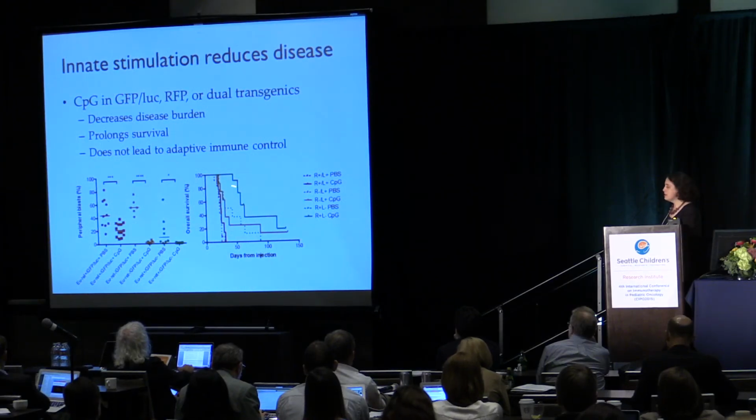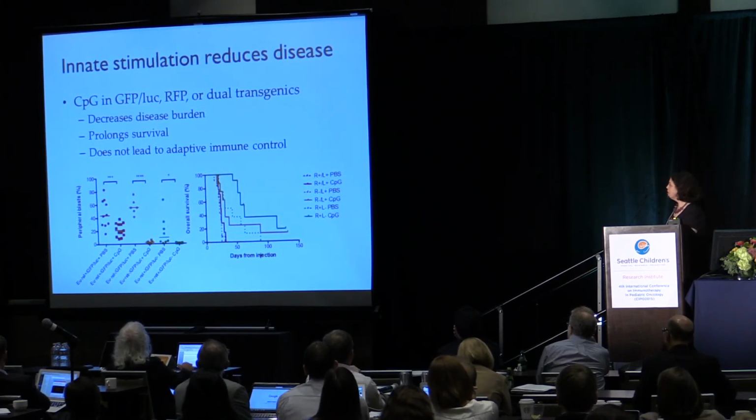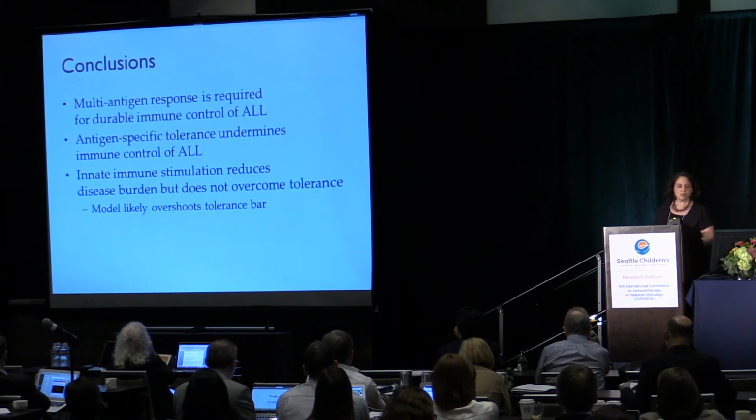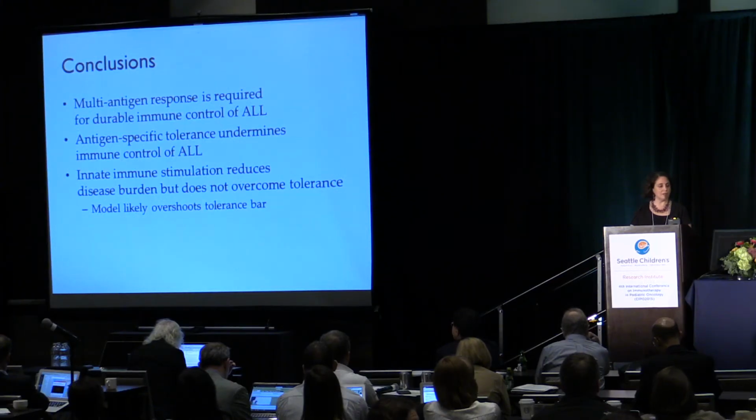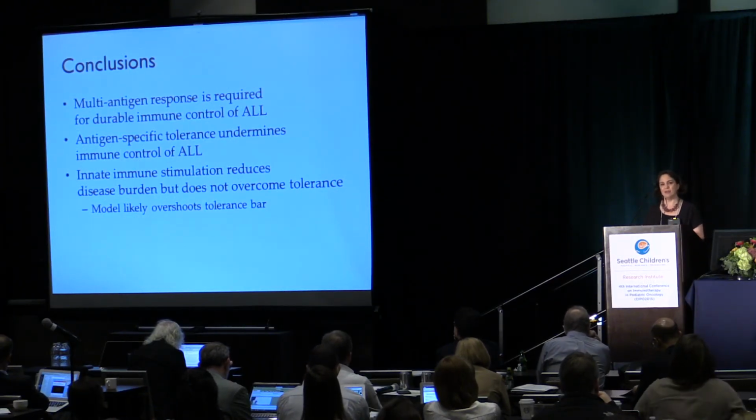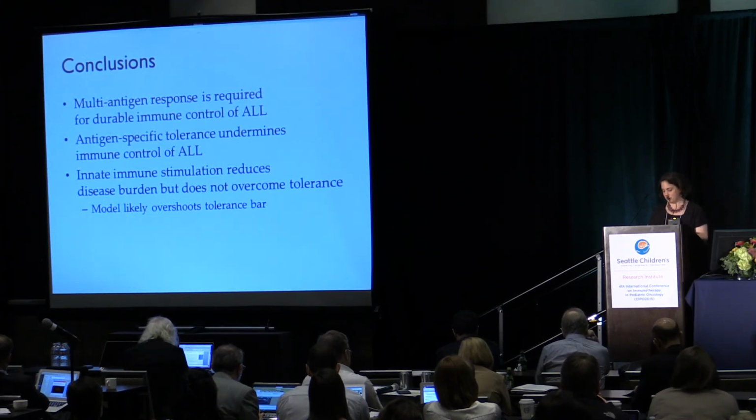Unfortunately, while this did translate into a survival benefit, it did not completely overcome tolerance to the neoantigens. So hopefully, for now, I hope to have convinced you that we do feel that a multi-antigen response is required for endogenous durable immune control of leukemia, and that antigen-specific tolerance will undermine immune control. We did observe that innate immune stimulation reduces disease burden but doesn't overcome tolerance. We hope that our tolerance models overshoot the tolerance bar in children, but certainly more work needs to be done.